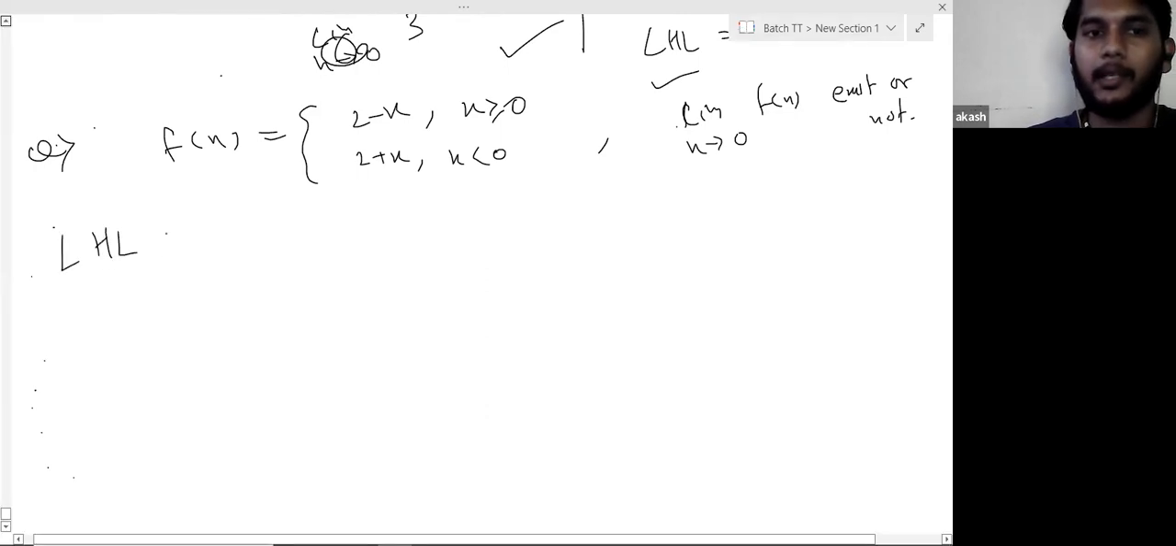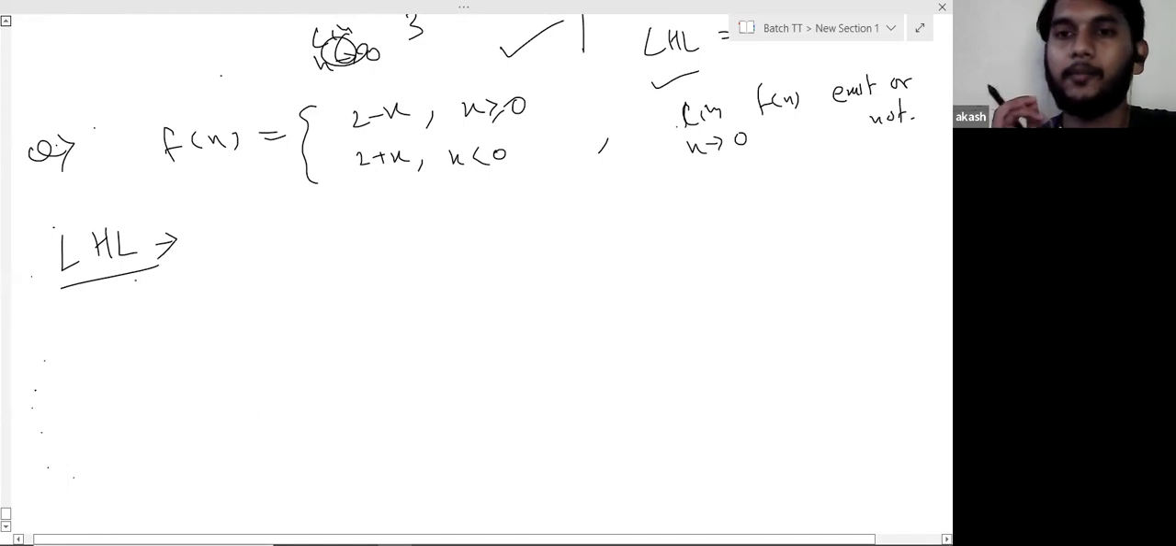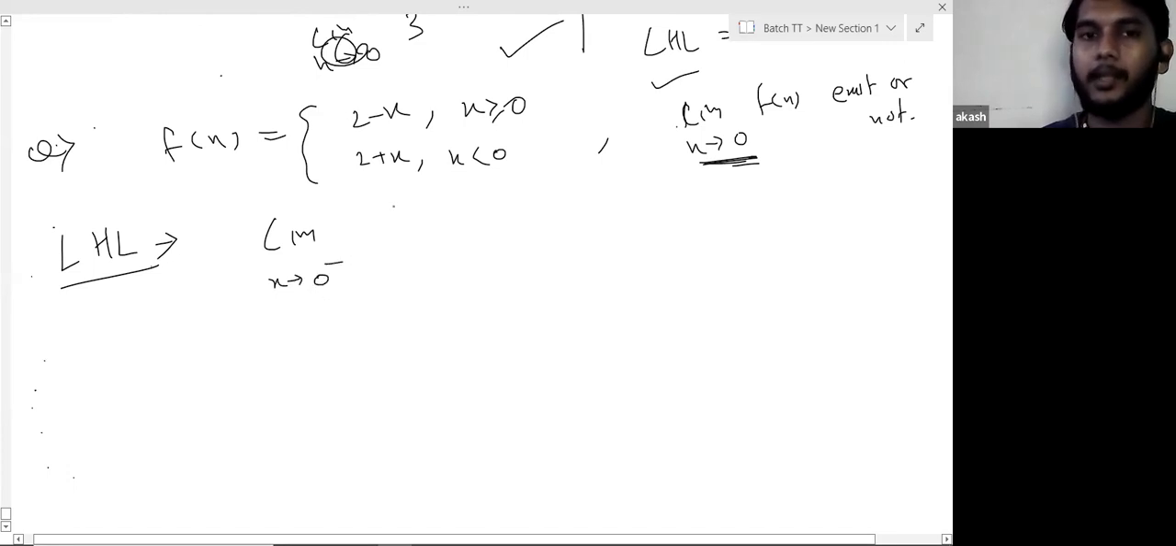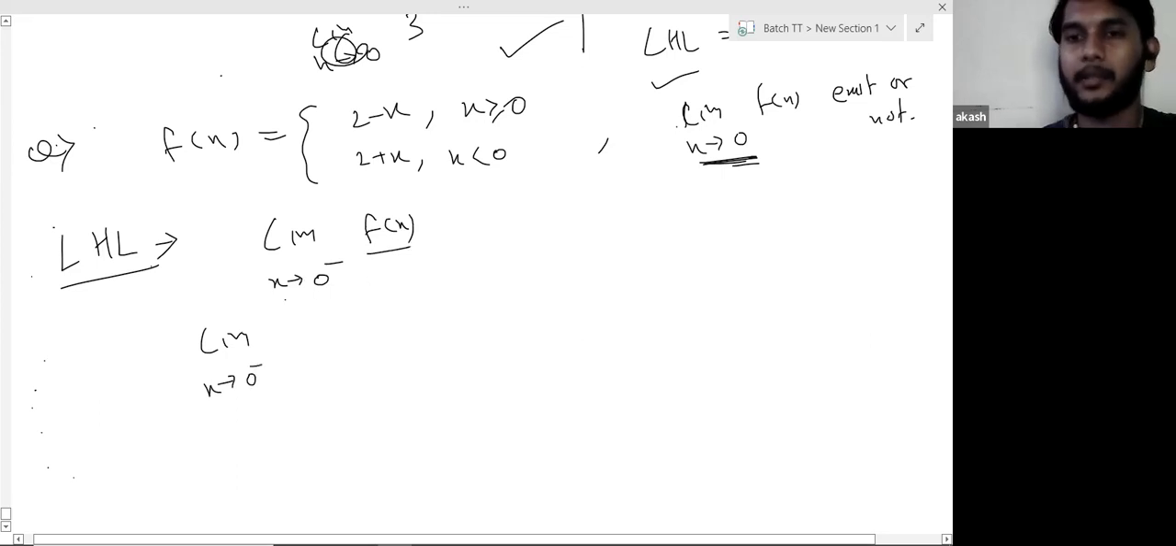So first step is we find LHL. Whenever they ask you if limit exists or not, then find LHL. What is LHL? Limit at the point we are finding, 0. So limit x tending to 0 minus. In LHL we write a minus. So this is f of x. What is f of x? x is tending to 0 minus, that means slightly less than 0. So when this is less than 0, this is the function 2 plus x.